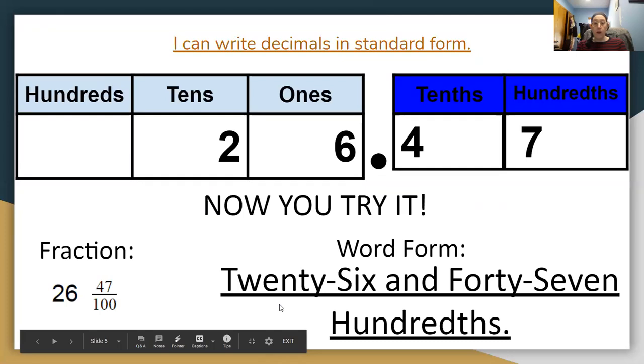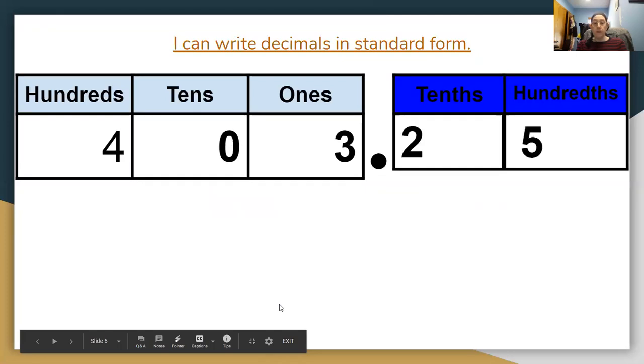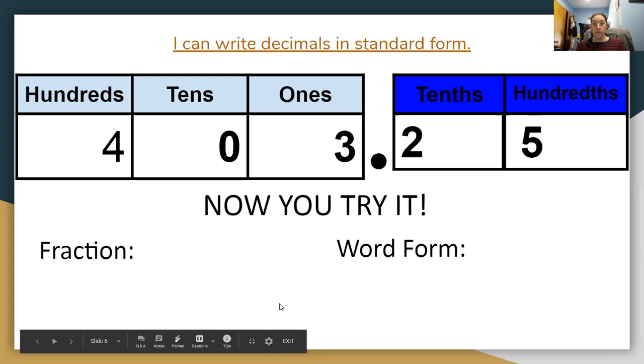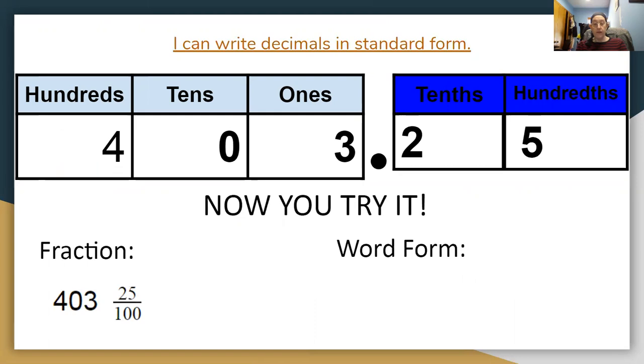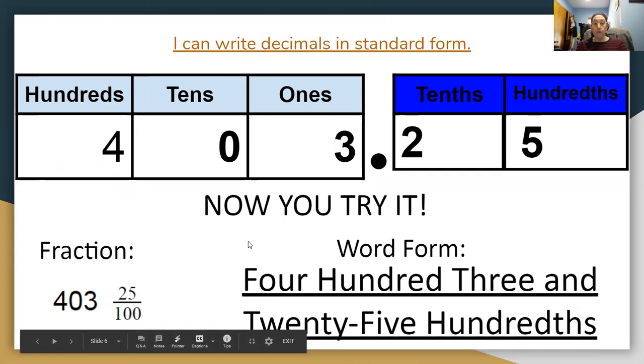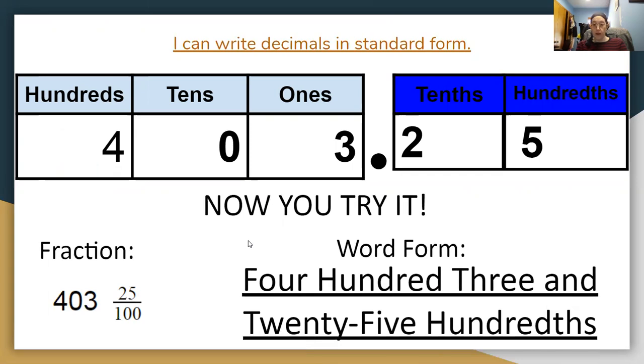That's how we look at the decimal based on where it ends. Try this one by yourself. Pause the video, write down the fraction or the mixed number, and then write the word form. So the mixed number is 403 and then 25/100. So the word form will be 403 and 25/100. Again, we're not going to say 2/10, 5/100. We put it together as one decimal, the same way it looks in the fraction form.